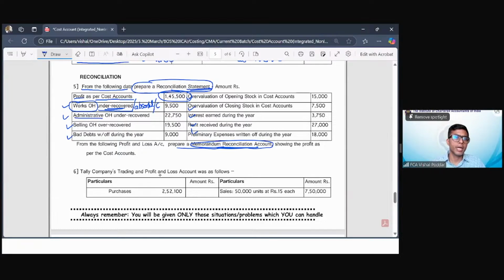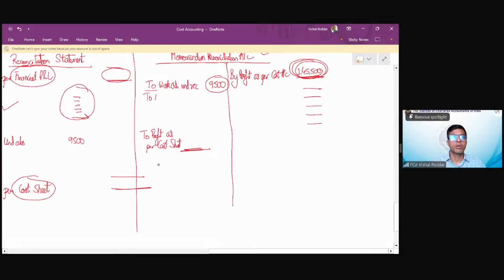Going to the next, administrative overheads under absorbed again. So I need not spend time deciding now. I know for under absorbed, I have to subtract. So again, I'll subtract 22,750 for administration overheads under absorbed, under recovered, under charged. I'm purposely using different terminologies so that you know all the terminologies. They may call it under charged, under recovered, under absorbed.